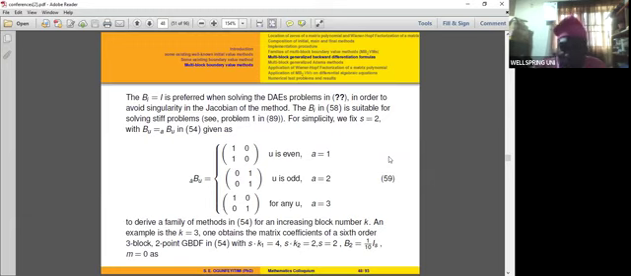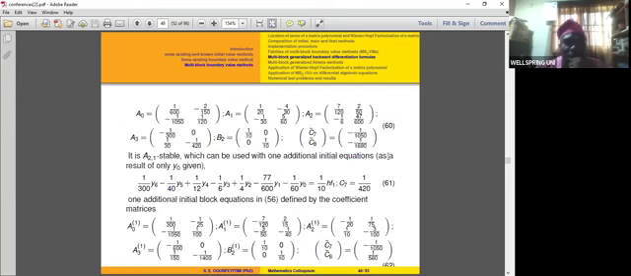Now we want to fix k equals to 3 and s equals to 2, where we have our B2 as 1 over 10 of the identity and m equals to 0 in the condition given above. We have the coefficients. The coefficient for the main method is given in equation 60. And it is A21 stable, which can be used with one additional initial condition. Remember that we are dealing with a multi-block method.